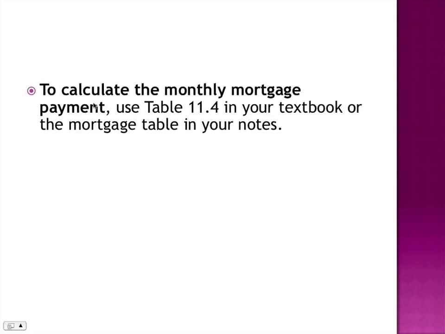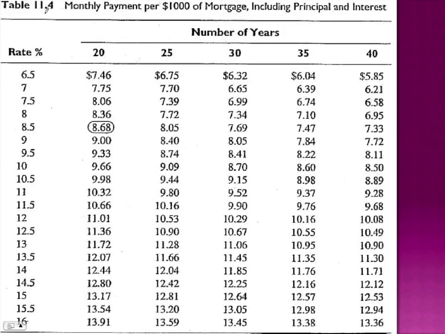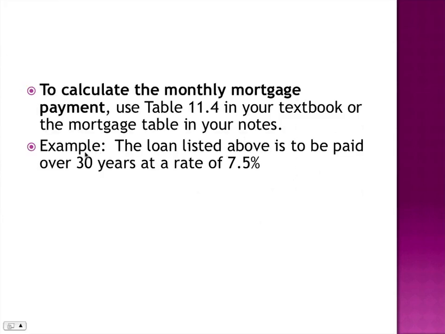Now, to calculate the monthly mortgage payment, you're going to want to use table 11.4 in your textbook, or I've given you a mortgage table in your notes. So let's go ahead and jump over here. So this table talks about the monthly payment per $1,000 of mortgage, and it includes your principal and your interest. So it's very similar to the fixed interest loans that we were talking about earlier, except now this is per $1,000 of your mortgage. In this example, it says the loan we were just dealing with is to be paid over 30 years at a rate of 7.5%.